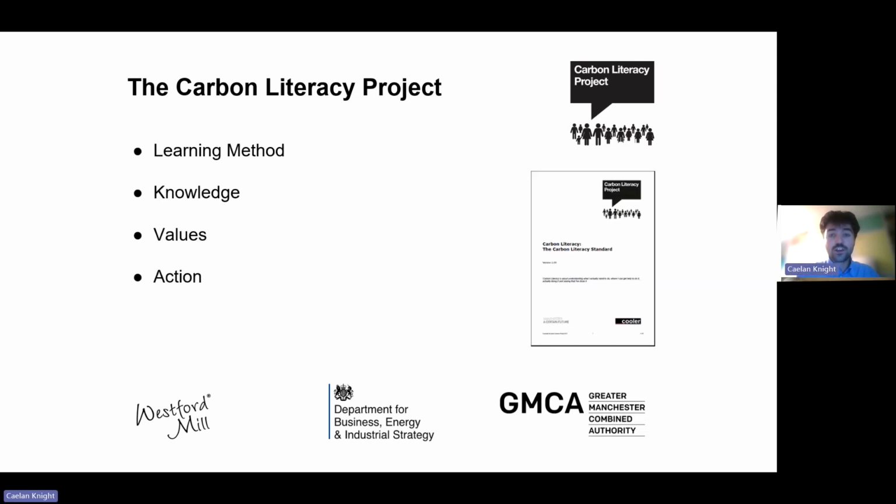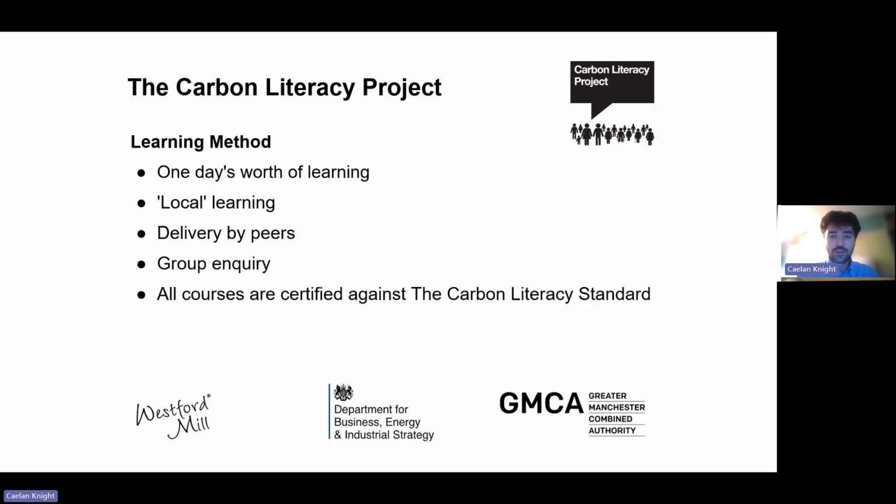So the Carbon Literacy Standard has 4 elements that must be present in all training. These are the learning method, the knowledge, values, and action. I'll go into a bit more detail on each of these for you now. So the learning method: we define carbon literacy training as a day's worth of learning. To meet its definition and to ensure learners have the ability and motivation to reduce their emissions, we require a full day's worth of learning.